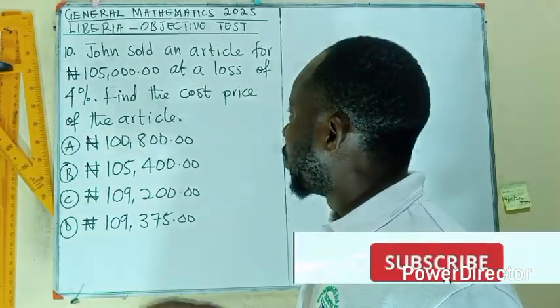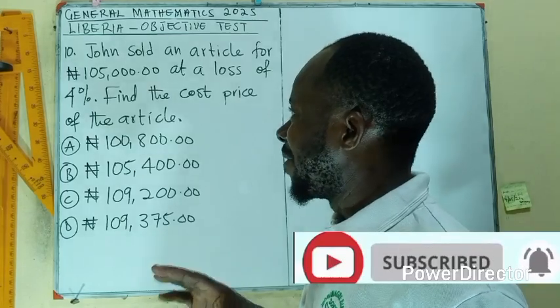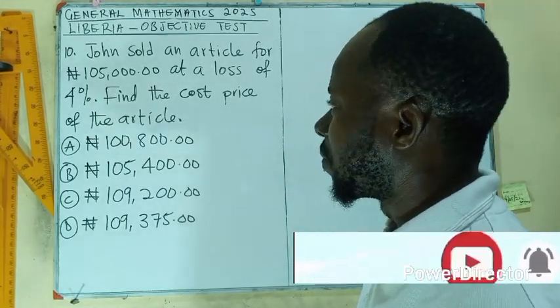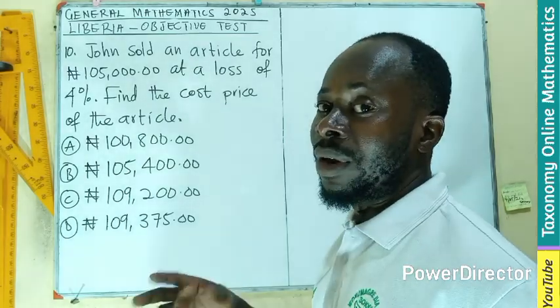Question number 10, still on the Liberian General Mathematics 2025. It said John sold an article for 105,000 naira at a loss of 4%. We have to find the cost price of the article. We're looking for the cost price.